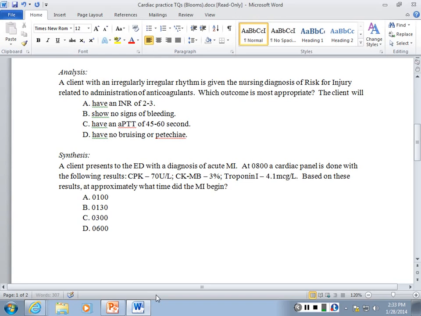Also, it's important to realize that this patient has an irregular rhythm, which is probably AFib, right? Because if it were VFib, this certainly would not be my priority. Chest compressions would be my priority. So we've given this patient a nursing diagnosis of risk for injury related to the administration of anticoagulants. What is the risk for injury mostly related to that? Bleeding. Okay. So what is the most appropriate outcome? I like questions like this. Which one, if anybody, have you ruled out? Give me one that you ruled out. Sherika, did you rule one out?